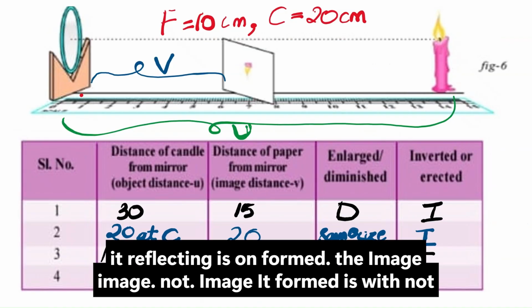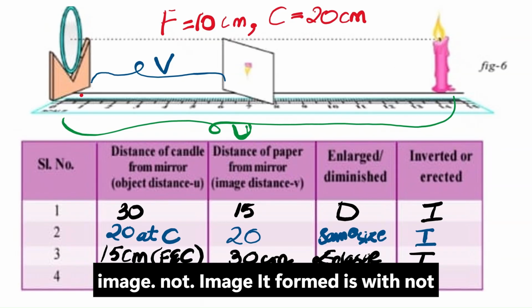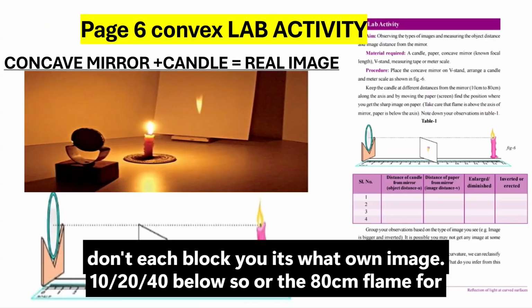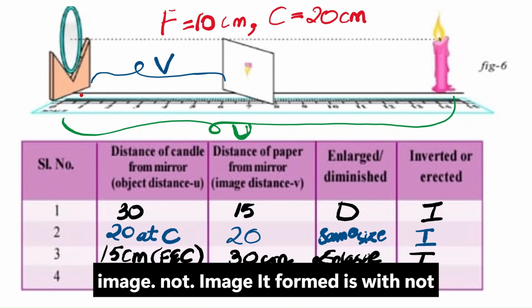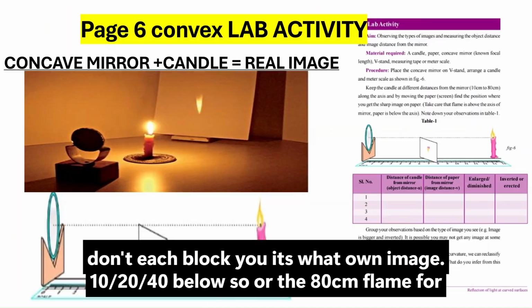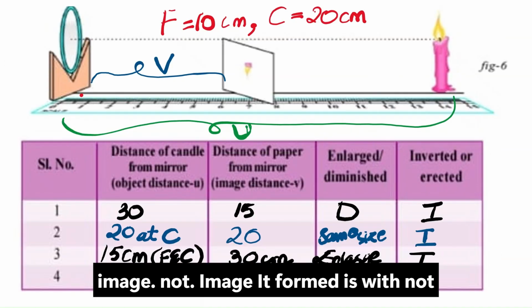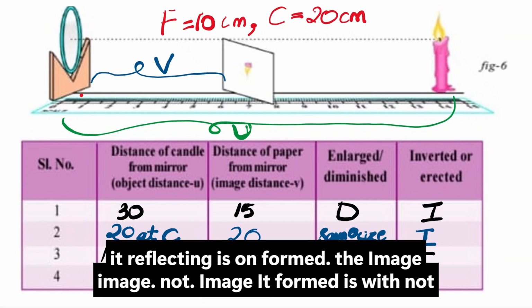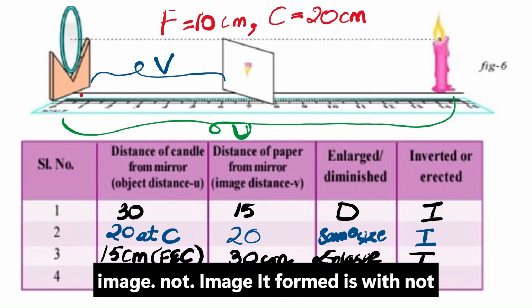After the candle and the paper lab, look into the mirror. In the previous table we were looking at the candle and the paper. Now in this table, we are looking into the mirror. Group your observation where the candle is. Between mirror and F, the image forms behind the mirror. It is enlarged, erect and virtual. You see it in the mirror and not on the paper.